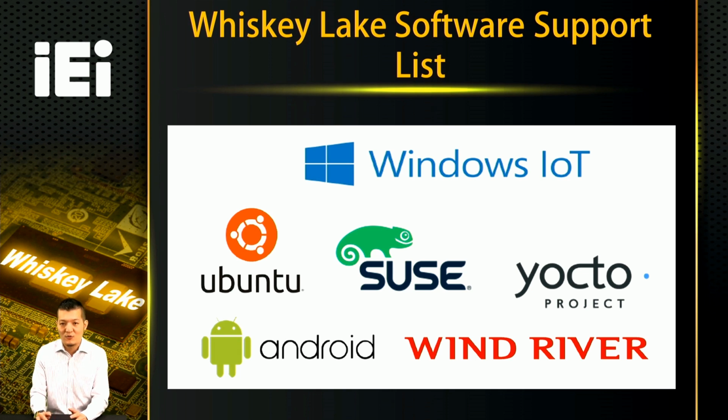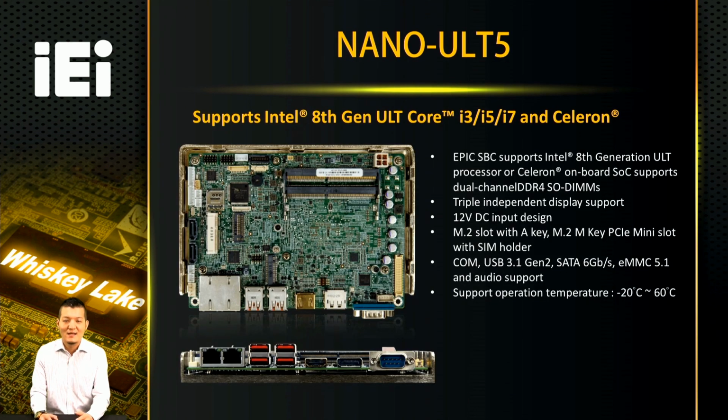And now I would like to move on to the next page to talk about the latest embedded board solution from IEI. This is NANO-ULT5. It's an APEX size equipped with 8th generation WhiskeyLake-U series chipset. And this is the first WhiskeyLake-U product from IEI. And design concept of NANO-ULT5 is multiple expansion for diverse application. The key feature is M.2 key and mini PCIe for wireless connectivity, and we provide M.2 N key and 2 SATA port for storage demand.